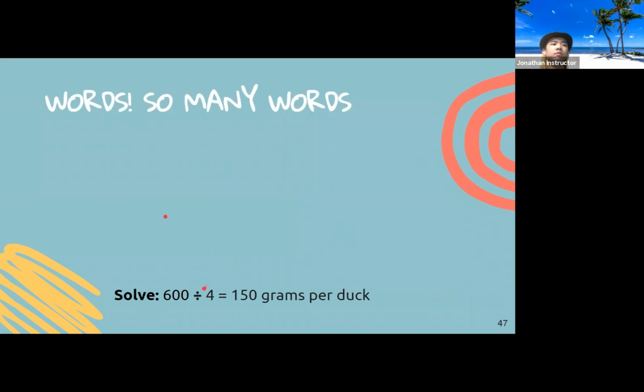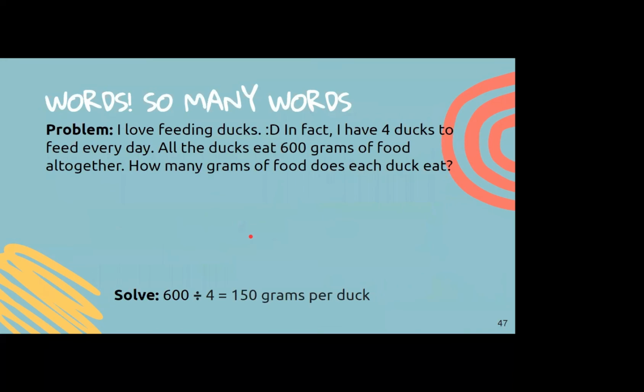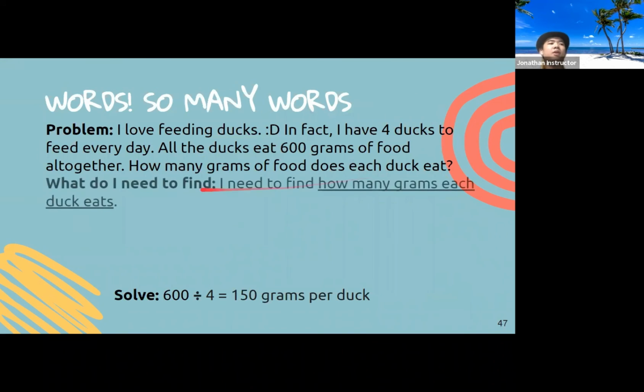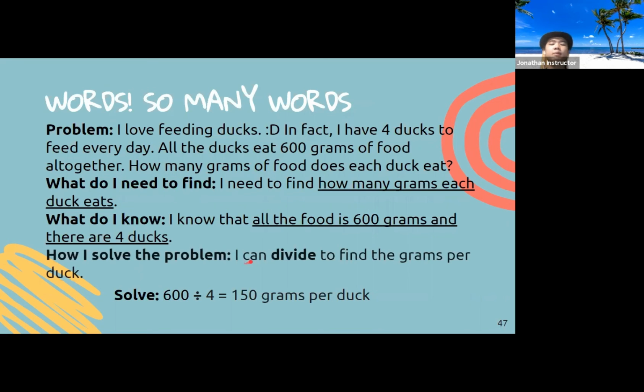So I want to solve it; I gave the answer. This is the problem, right? Just don't look at the bottom. This is the problem, I just read it out. So what do I need to find? I want to find how many grams each duck eats. That's the problem. I know that all the food together is 600 grams, and there are 4 ducks. So I can divide to find the grams per duck. And I solved it. It's 600 divided by 4 is equal to 150.